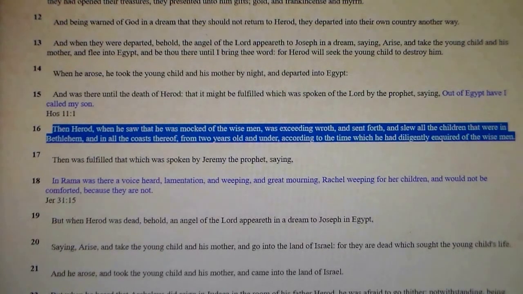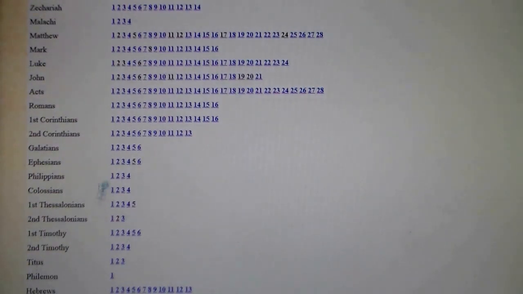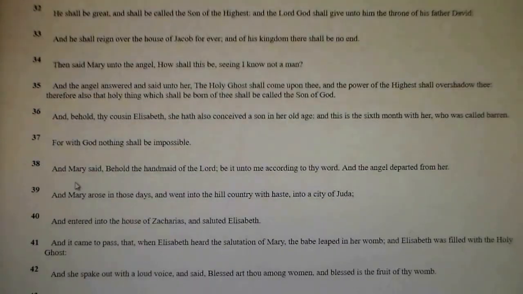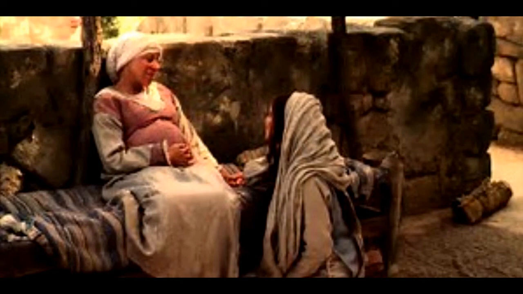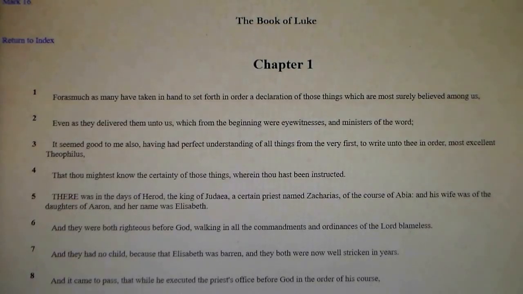Here in the book of Luke 1:26, "And in the 6th month, the angel Gabriel was sent from God unto a city of Galilee named Nazareth." And verse 36 says, "And behold, thy cousin Elizabeth, she has also conceived a son in her old age, and this is the 6th month with her who was called barren." So Jesus and John the Baptist were separated by 6 months.